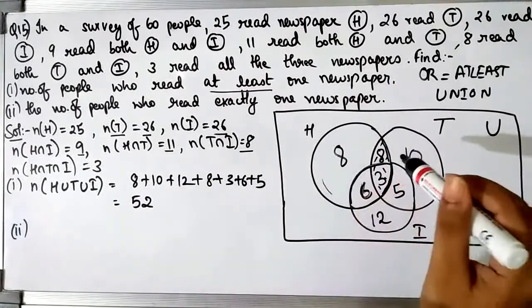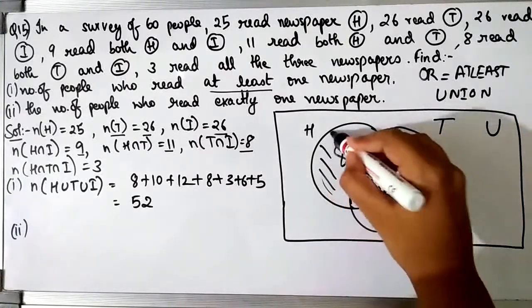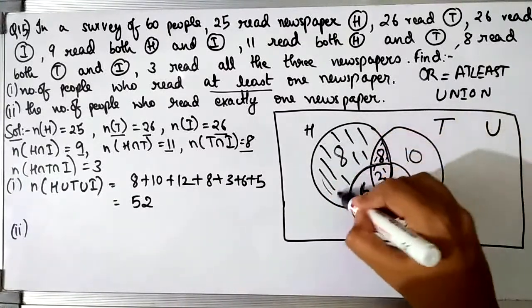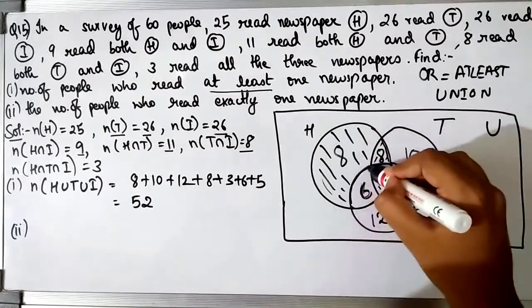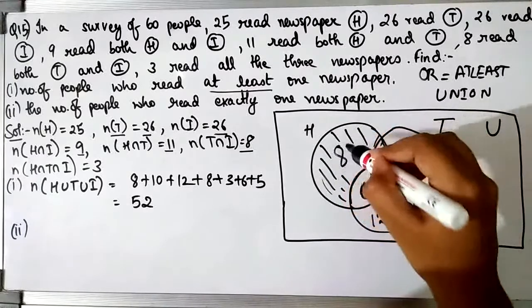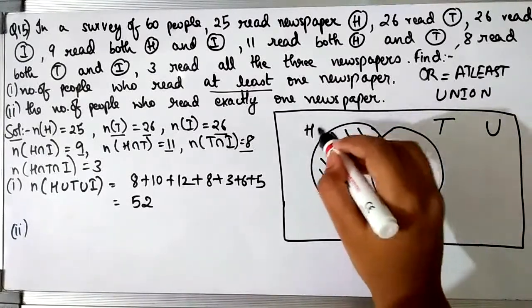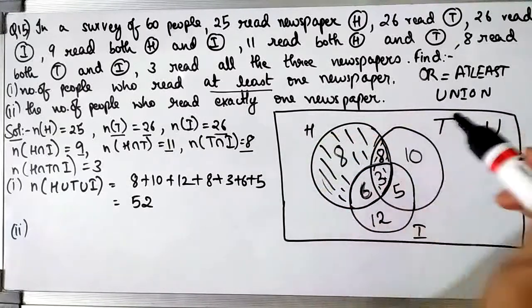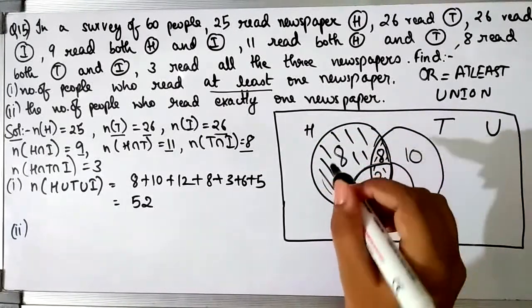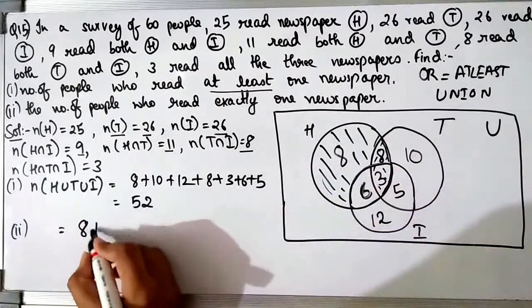But we want the number of people who read exactly one newspaper. So if you see this portion which consists of 8 people, only this portion, these are the number of people who read exactly one newspaper. That one newspaper is H. So first we are going to add those number of people. So we have got 8.